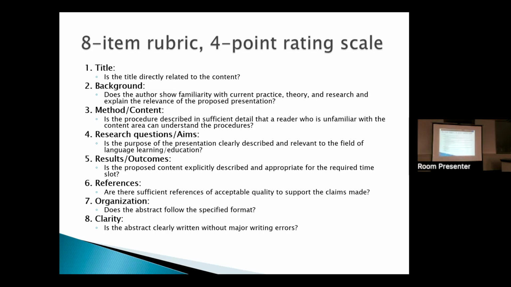Then background. So this is for the background section in the abstract. Method for content, the research questions and aims, the results and outcomes. The reference section. Now, you don't have to submit a reference section, but it is part of the review process. If you don't submit it, you will lose points. Okay. Then organization. Now, you are kind of constrained to follow the specified format, but if you put information in the wrong sections, you will lose points.